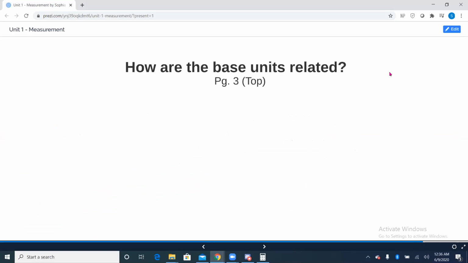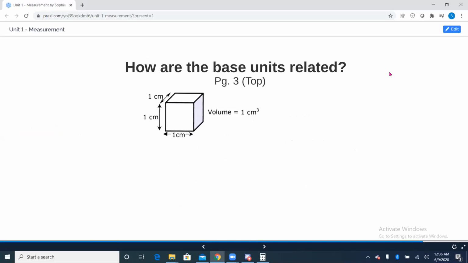Now, how are the base units related? I mentioned before that kilograms and liters are related. If you think about that smart water, the size of the bottle being 1 liter but the weight of it being 1 kilogram, that gives us a way to convert between things.